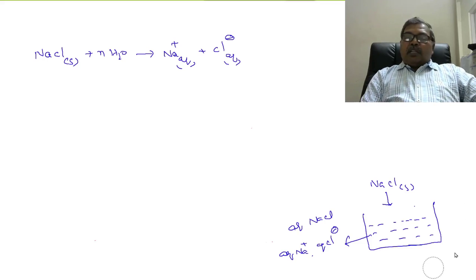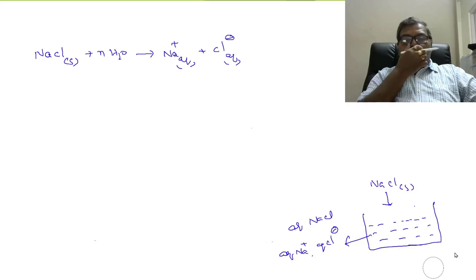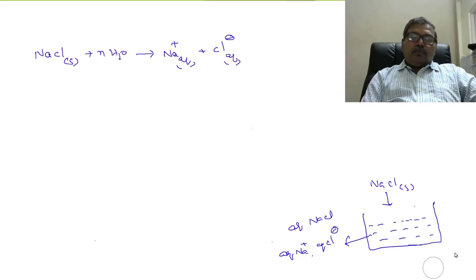So that is represented in the form of an equation. NaCl solid plus n moles of water gives rise to aqueous Na plus and aqueous Cl minus. Right. Now, I am dividing this equation into several steps.